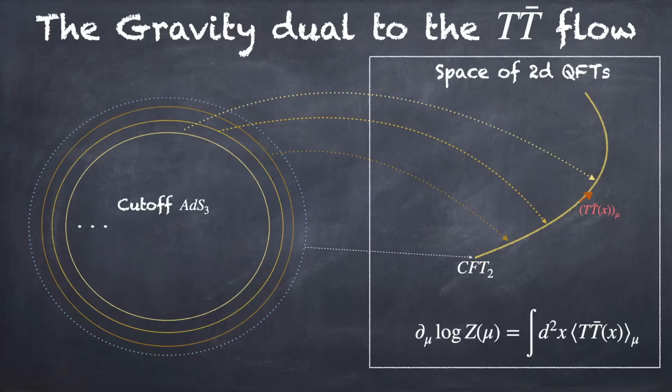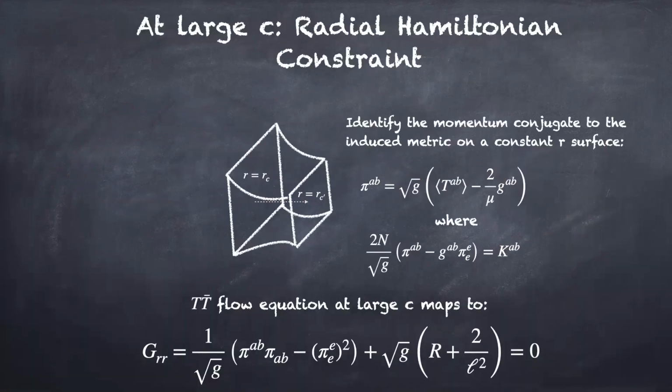Now, the flow itself that the TT-bar deformation defines has a gravity dual interpretation, and that is the radial development of these surfaces into the bulk. Semi-classically, this tells us that the TT-bar flow equation at large C can be mapped to the radial Hamiltonian constraint equation in the bulk. This is accomplished through a change of variables that relates the expectation value of the stress tensor to the momentum conjugate to a metric adapted onto this constant radius surface.